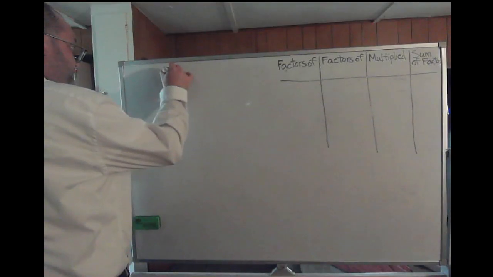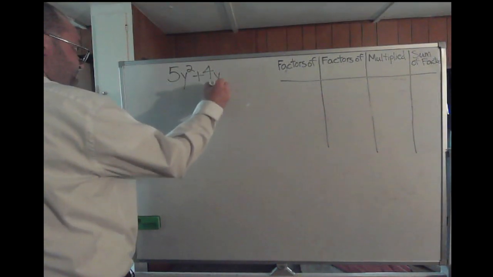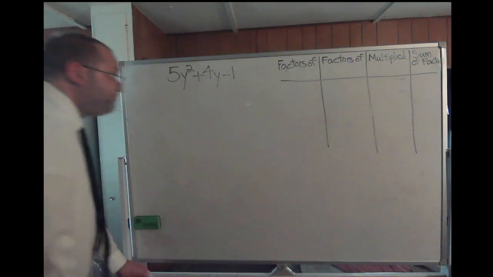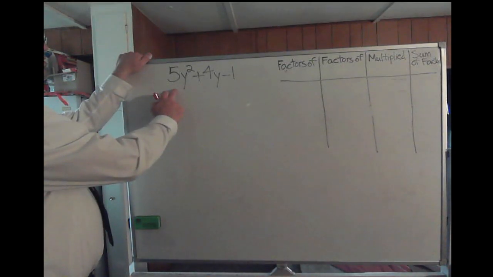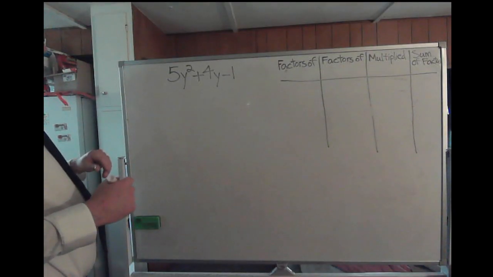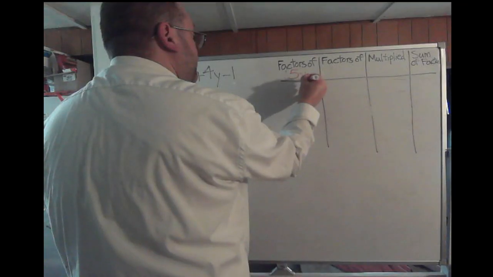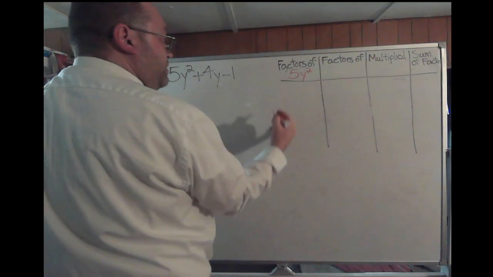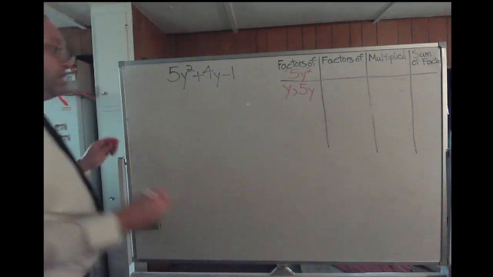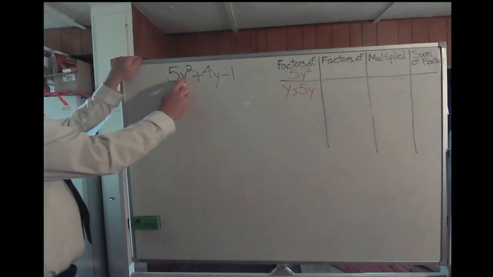We got 5y squared plus 4y minus 1. Well, first we need to take factors of 5y squared for our first term. Factors of that would be y and 5y. And if you multiply y and 5y, you in fact get 5y squared.